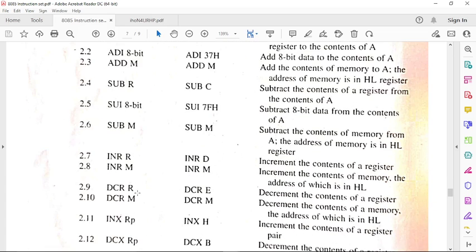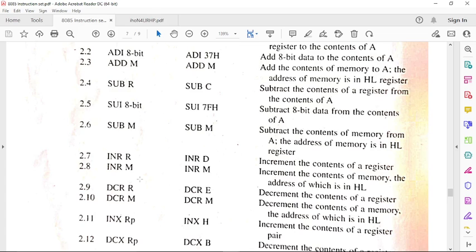Then INR. INR means increment, R means register. INR D. So here increment the content of register D. Increment M. INR M. Increment the content of the memory, the address of which is in HL. So here we have to increment the content whose address is stored in the HL pair register.